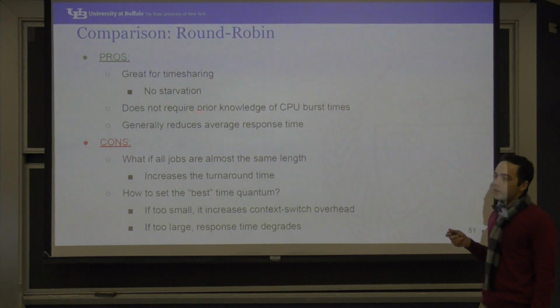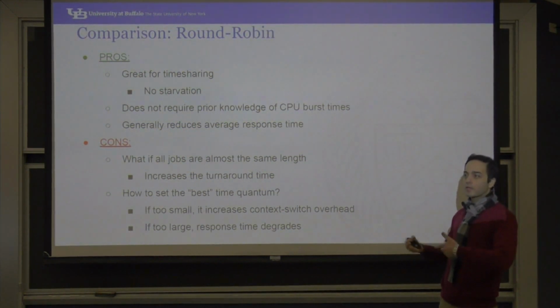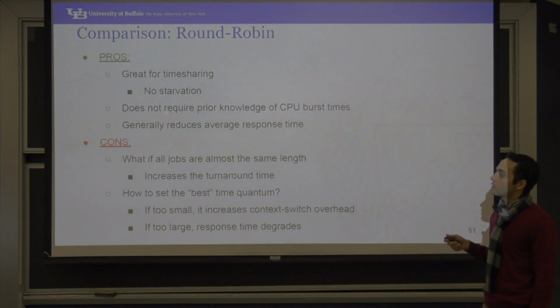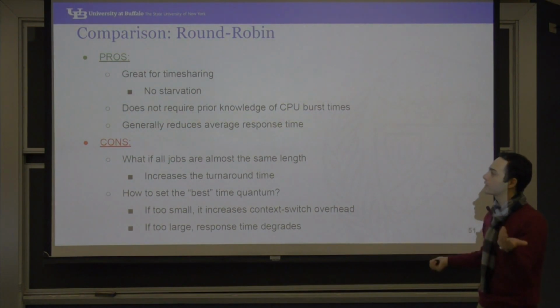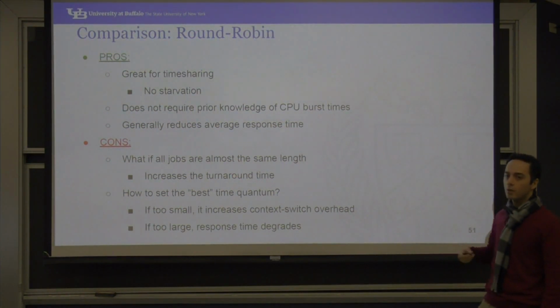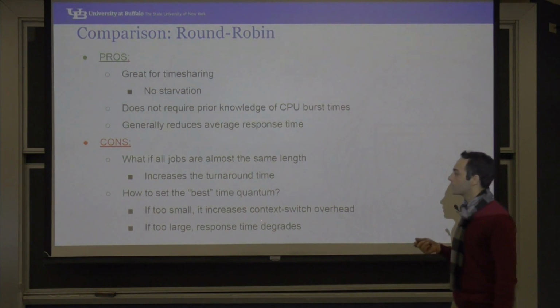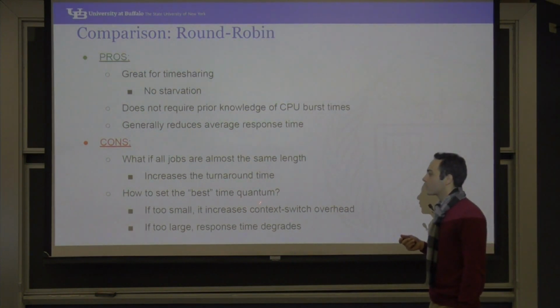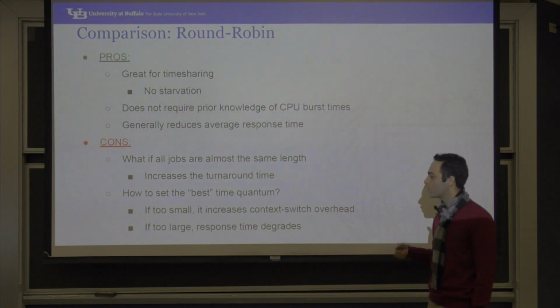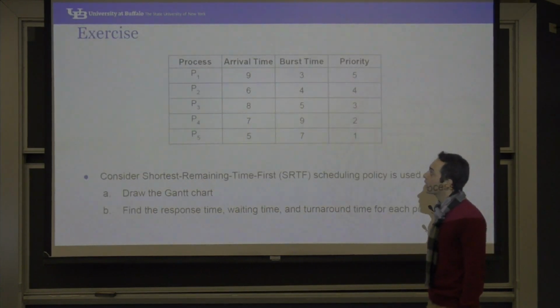So round robin is good for time sharing because it has no starvation and good response time. All the processes get their own share, right? There's no need to know how long the CPU bursts are. They get one after another till they're finished. But the problem is that the turnaround time gets longer, and the decision of what to choose for the time quantum is also difficult, right? If it's too small or too large, it causes a problem.